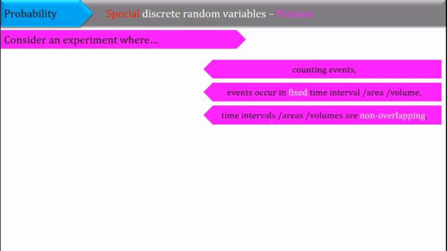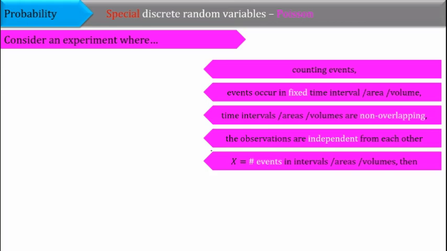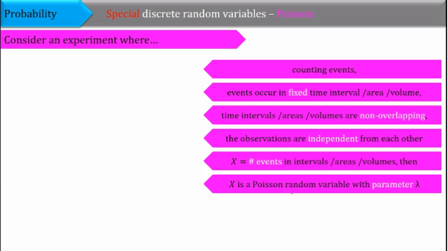Now, next, the time intervals or the areas or the volumes are non-overlapping. From the image you just saw, I drew them next to each other. They are not overlapping. Then they are independent from each other. In other words, if you have one event happening in one time interval, it will not affect the occurrence of an event in another time interval. Now, if we let our random variable X be equal to the number of events in these intervals or areas or volumes, then we'll say that X is a Poisson random variable and it has a parameter lambda.